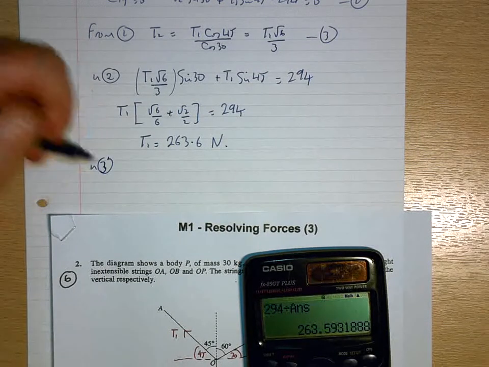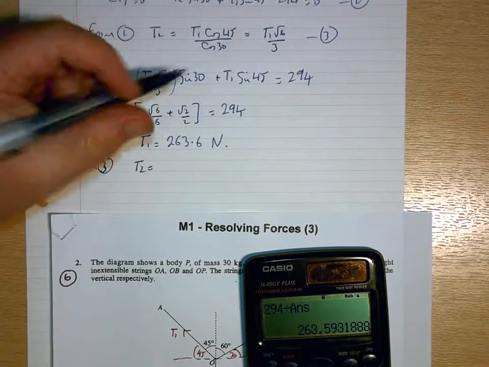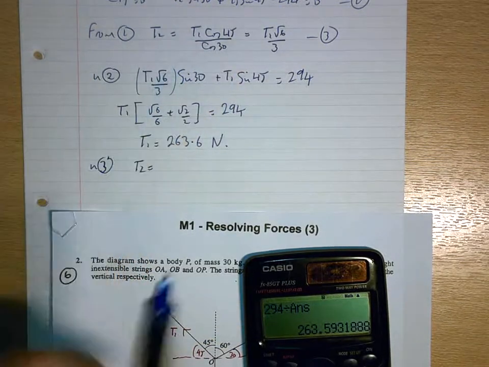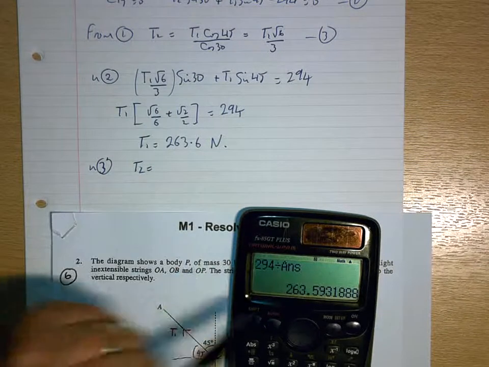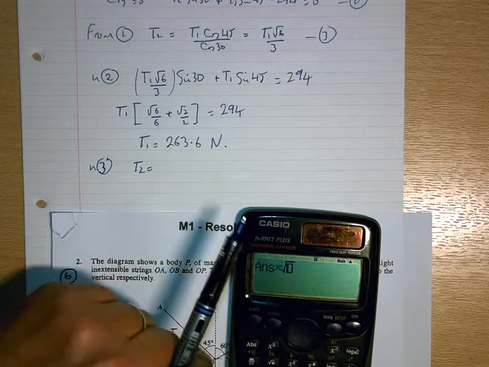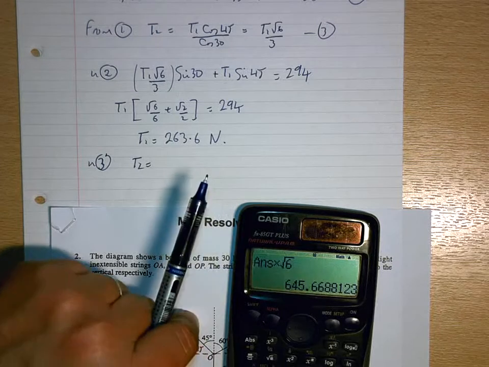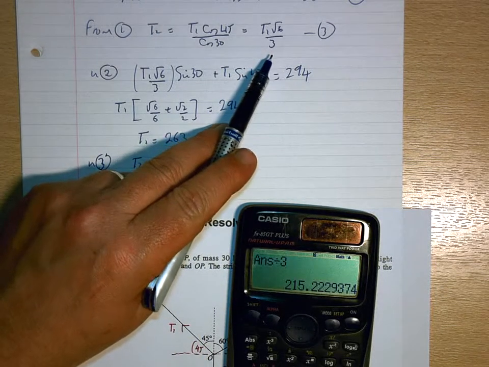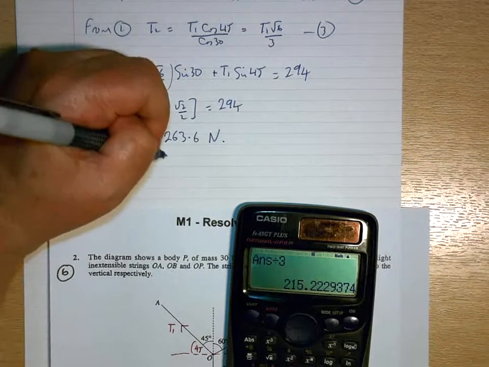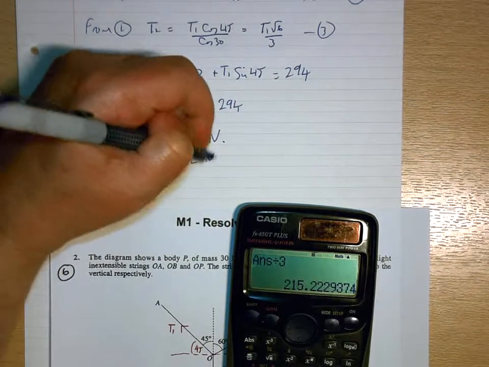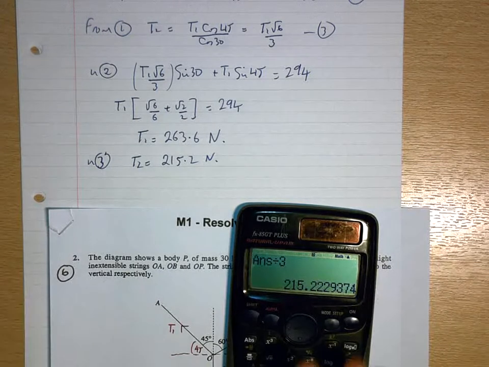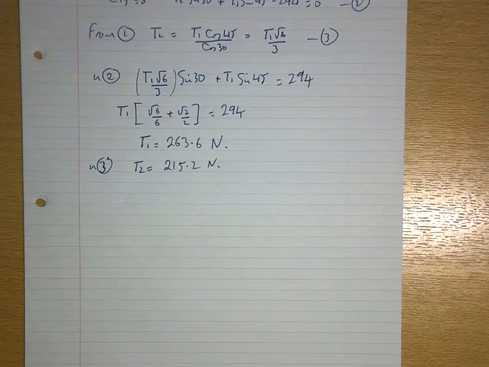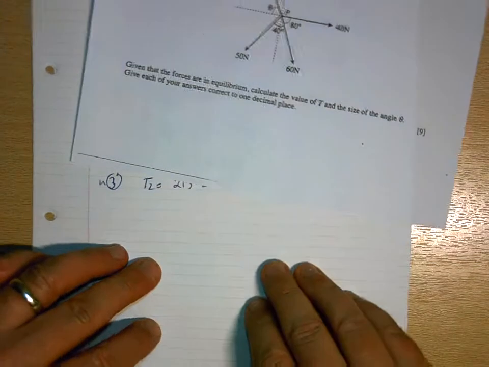And then for T2, so in 3, T2 will be that answer times root 6 divided by root 3. So I'm not cancelling that. Times root 6 divided by 3 equals 215.2 newtons. So that's question 6. Question 7.